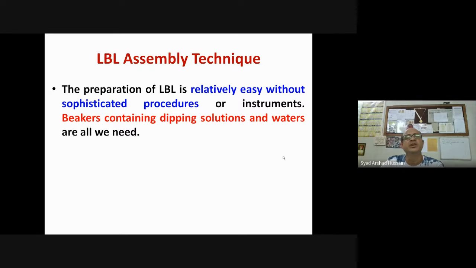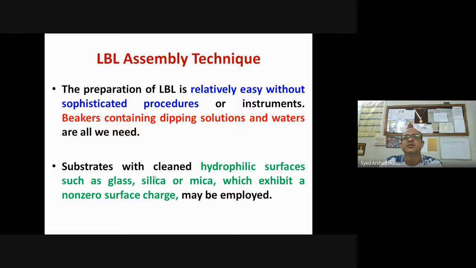This is very easy because you don't need any sophisticated equipment to prepare multilayers or your desired films using these techniques. Only beakers containing your solutions and the substrates. This is enough. So substrates may be a very clean hydrophilic surface like glass, silica, mica. But of course, you have to be careful that since the technique is based on the electrostatic interactions between oppositely charged systems, your substrate should have a non-zero surface charge. That means it should be a charged surface. This is important.